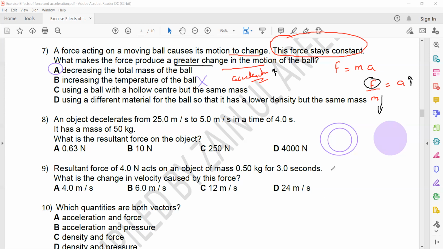If you're not changing the mass, like two objects, using the same force and the same mass, they will have the same acceleration. So that will not affect. Use a different material so that we have a lower density and the same mass. If you're keeping the mass the same, the acceleration will not change, because the force is constant and the mass is constant, so acceleration will be constant. Is it clear why A is the right answer for this?